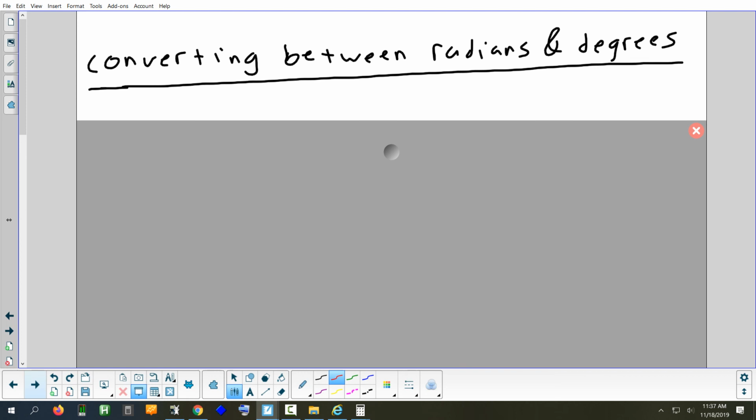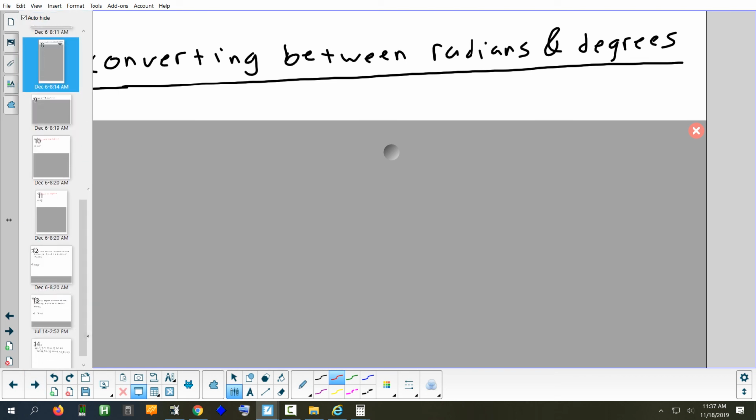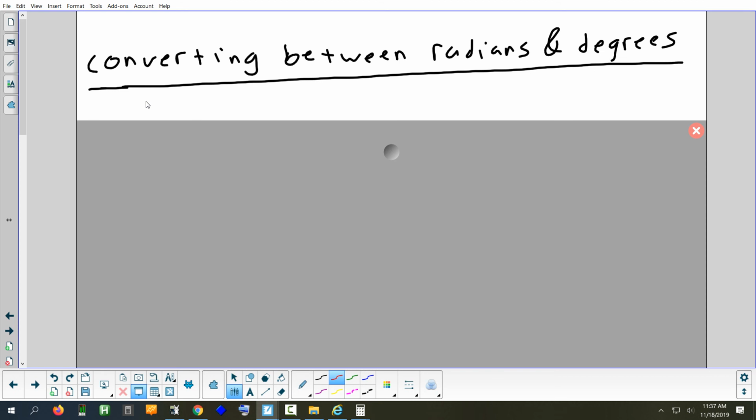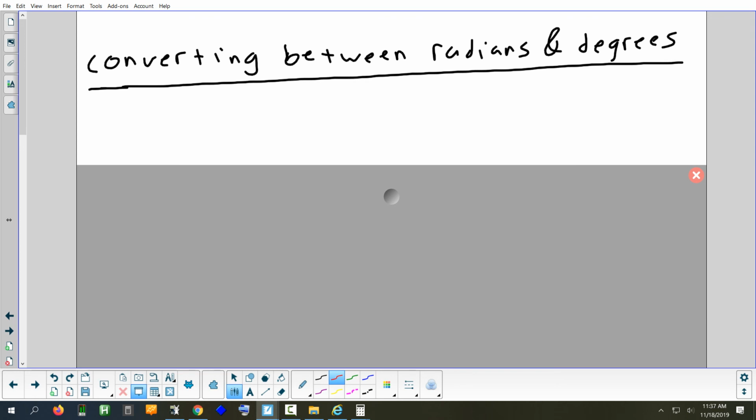So, converting between radians and degrees. We said this earlier, but 1 full revolution in degrees is how much? 360. So what I basically have to do to figure out how to convert between degrees and radians is get some kind of fact to start with.